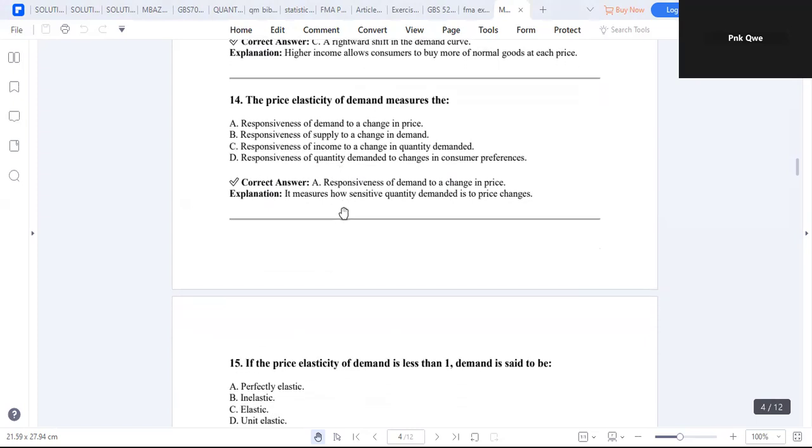All right, question number 14. The principle on question number 14 is price elasticity of demand. So what is price elasticity of demand? It is the percentage change in quantity demanded over the percentage change in price. So if the price of coffee rises by 10% and the demand drops by 20%, what do we call that? Price elasticity.